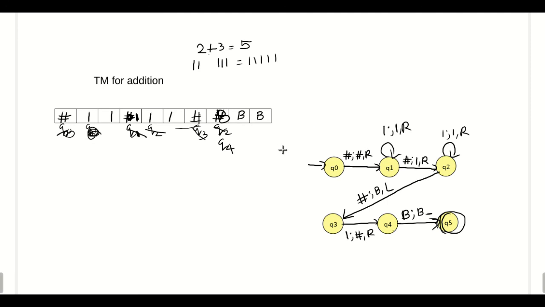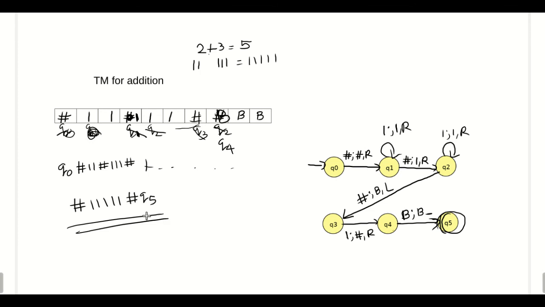It's your wish. If you write the instantaneous description like this, the initial instance will be q0 hash 11 hash 111 hash. And after processing all this, the final instance will be hash 5 ones, hash q5. This will be the final instance.